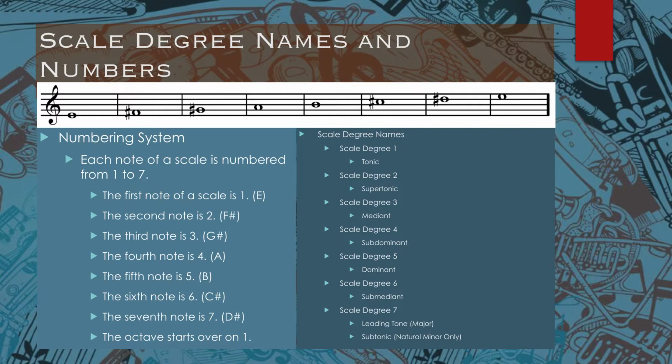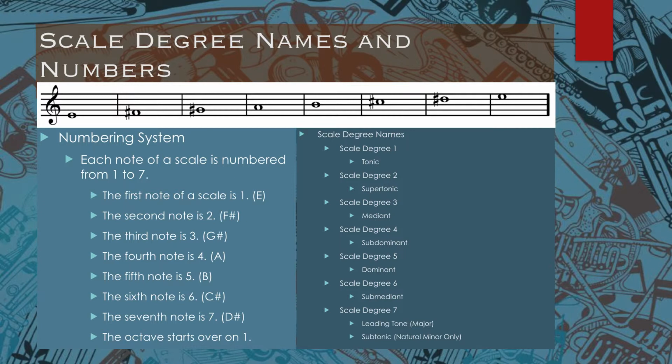Now, there's also another term for the seventh scale degree, and that's the subtonic. But in order for a major scale to have a subtonic and not a leading tone, you'd have to lower the seventh scale degree a half step, and that wouldn't make much sense. It would be a very strange sounding scale. So we reserve the subtonic for the natural minor scale only, which we'll talk about in the next chapter.